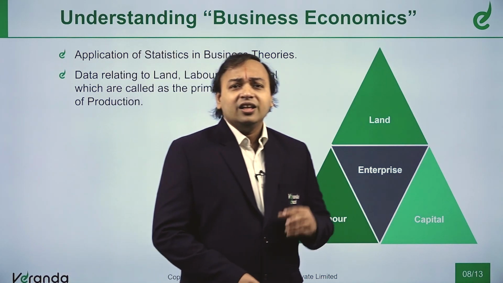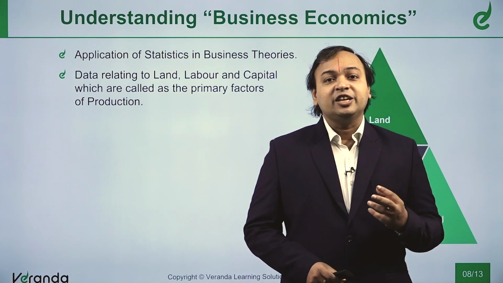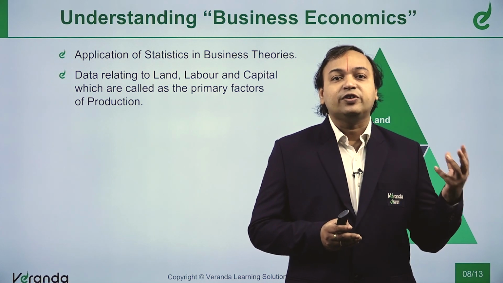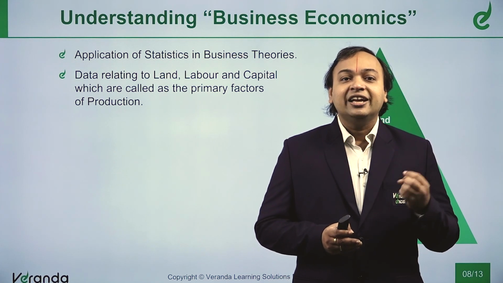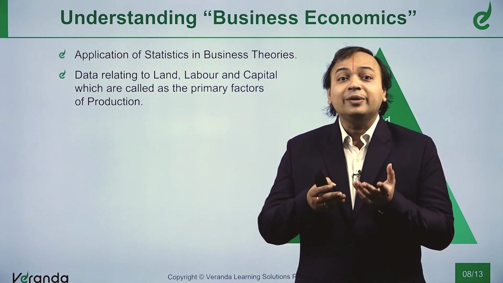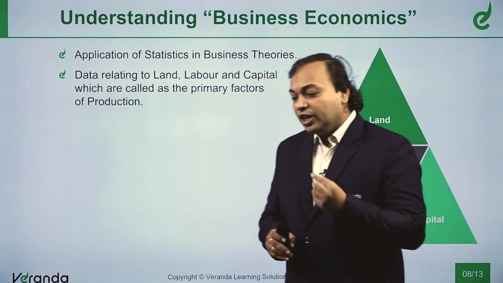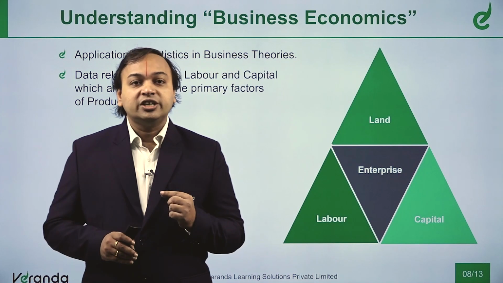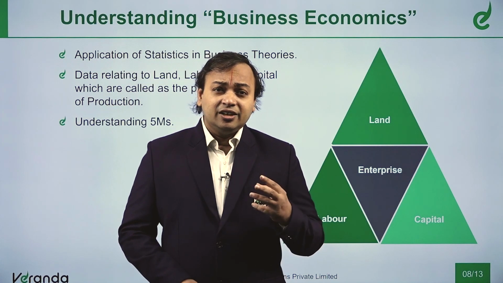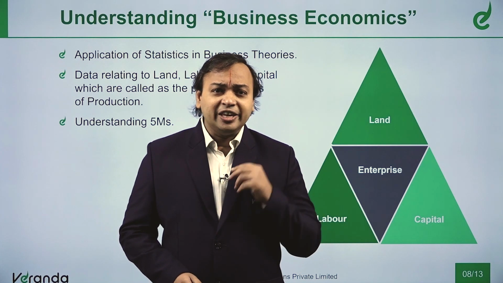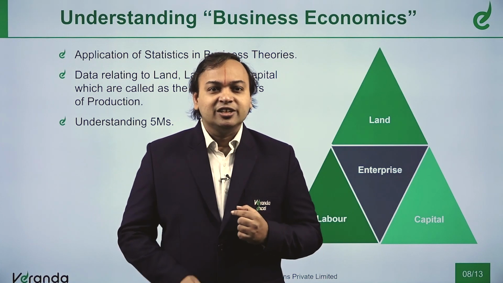Now the data, right? We are speaking about data. What is this data going to do? This data is nothing but a collection of various information from different sources, relating to the factors of production. What are they? Land, labor and capital, because they are the primary factors of production. There are some other things also beyond this, right? But ultimately you can correlate each of your production elements into any one of the basic factors of production. And then we have to understand a new terminology called 5Ms. We will discuss that in depth in a few minutes.